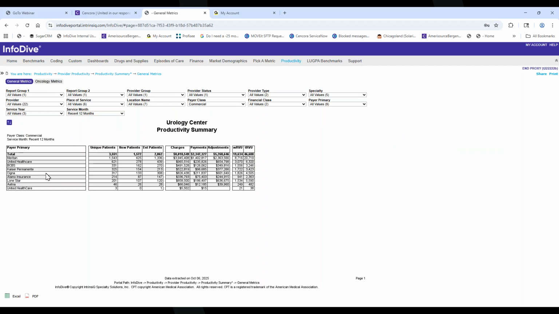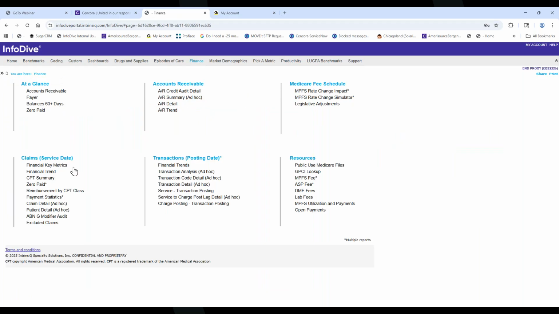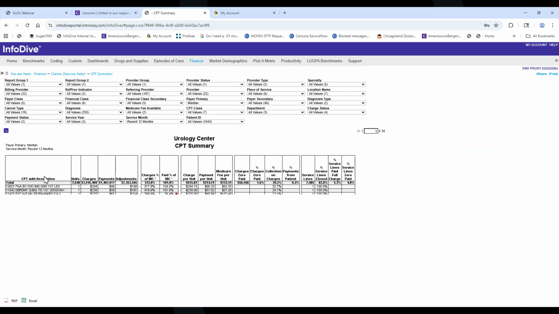So let's go see though, I think the Meritan is definitely worth taking a look at. So let's see if we can find some data to back up how we could go and renegotiate that contract. So I'm going to go back to this finance tab, and I'm going to come over to the CPT summary.